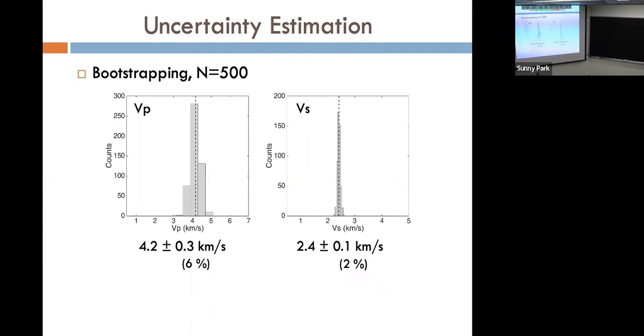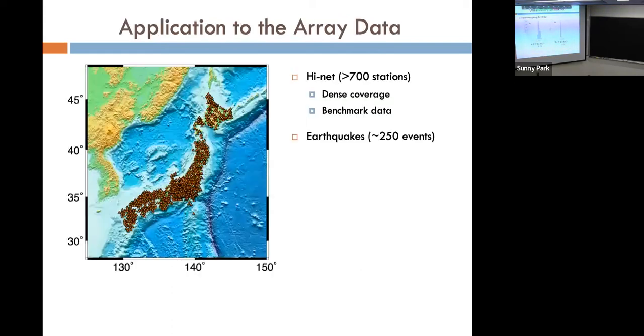That's confirmed by this bootstrapping analysis. We randomly resample the data and do the analysis again, and these are the distributions of values for VP and VS. Again, you see a much more contracted distribution for VS. We can take the mean value as our final estimate and the standard deviation as our uncertainty. So those are our final estimates for this single station. Now we are going to expand this to all the stations in Japan.